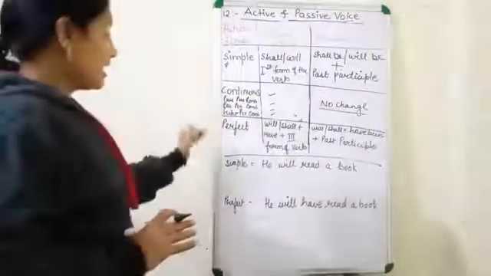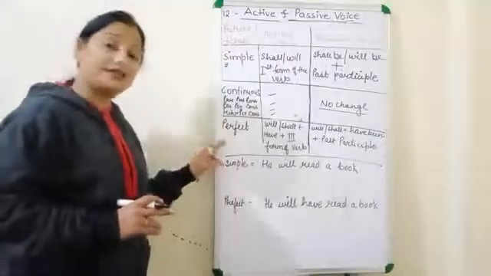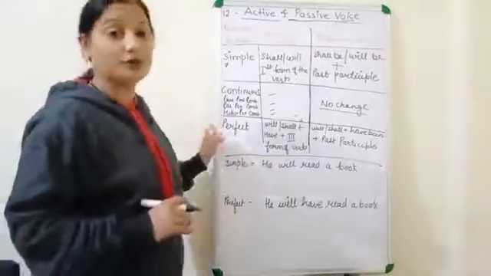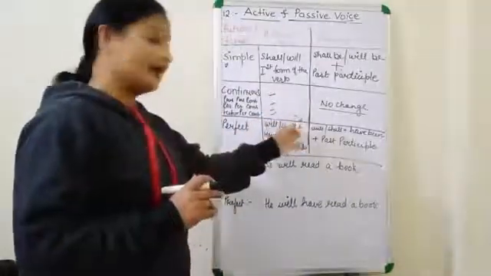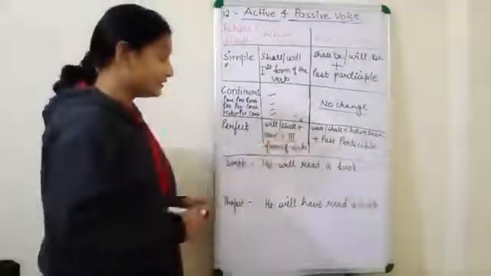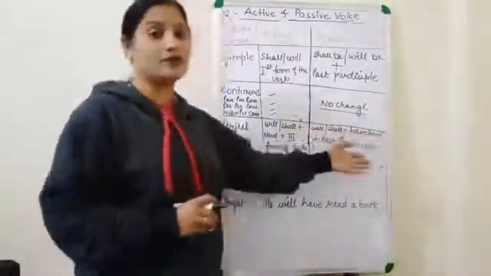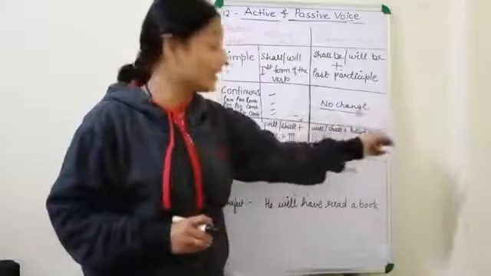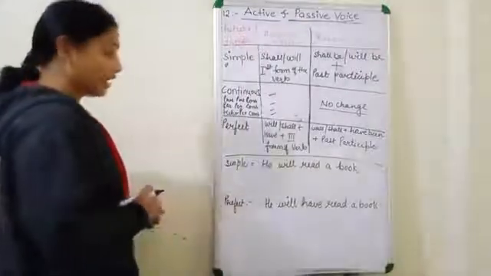Now see the next rule, that is with a perfect tense. We know very well, if there is a perfect tense, we have to use have or has plus third form of the verb. And if it is a future perfect, then we will use will or shall have plus third form of the verb. Now see the sentence. While changing it into the passive, we will use have been plus third form of the verb. Rest everything will be the same. That is will have been, shall have been plus third form of the verb, that is past participle. So this is the rule.